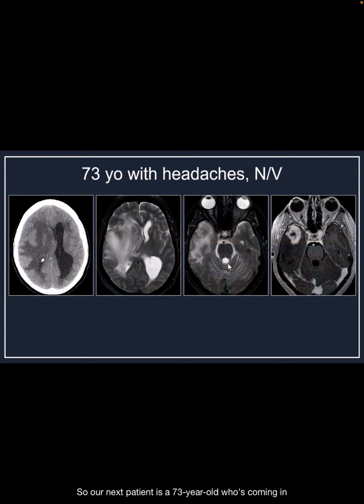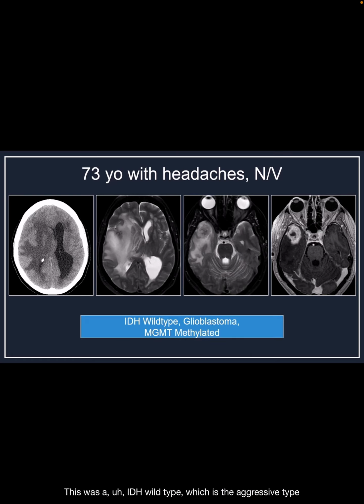So our next patient is a 73-year-old who's coming in with headaches and nausea and vomiting. This is a patient who also has a tumor arising from the temporal lobe. This one looks quite a bit different at that initial diagnosis, where we can see here that we have a region of heterogeneous enhancement with a significant amount of vasogenic edema and mass effect. So this patient at presentation is coming in with a higher grade tumor. Based on that necrosis and heterogeneous enhancement, we're going to be favoring a high-grade glial neoplasm and astrocytoma.